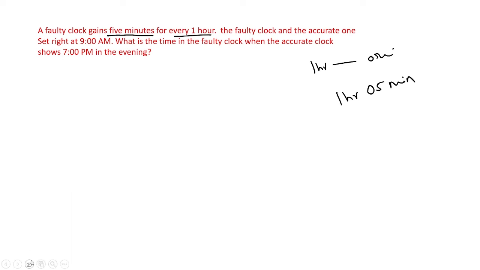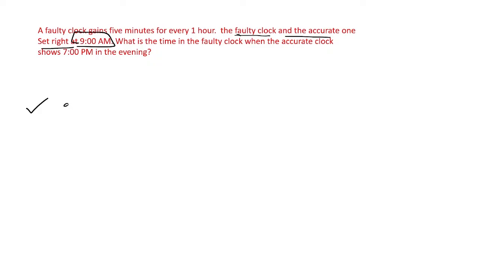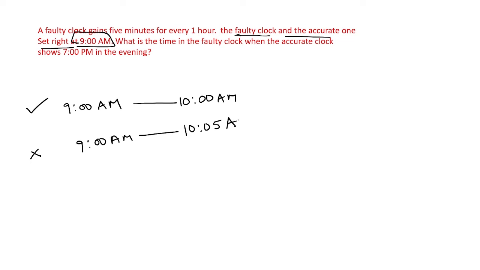Okay, now the question is like this. The faulty clock and the accurate one are set right at 9 a.m. That means, let us take this is the accurate one. In this clock also time is 9 a.m. Let us take this is the faulty one. In this one also time is 9 a.m. Now, we know that the faulty one is going to gain 5 minutes for every 1 hour. That means, after 1 hour, the original clock is going to show 10 a.m. but the faulty clock is going to show 10:05 a.m. Next, after 1 more hour, the original clock is going to show 11 a.m. but the faulty one is going to show 11:10 a.m.